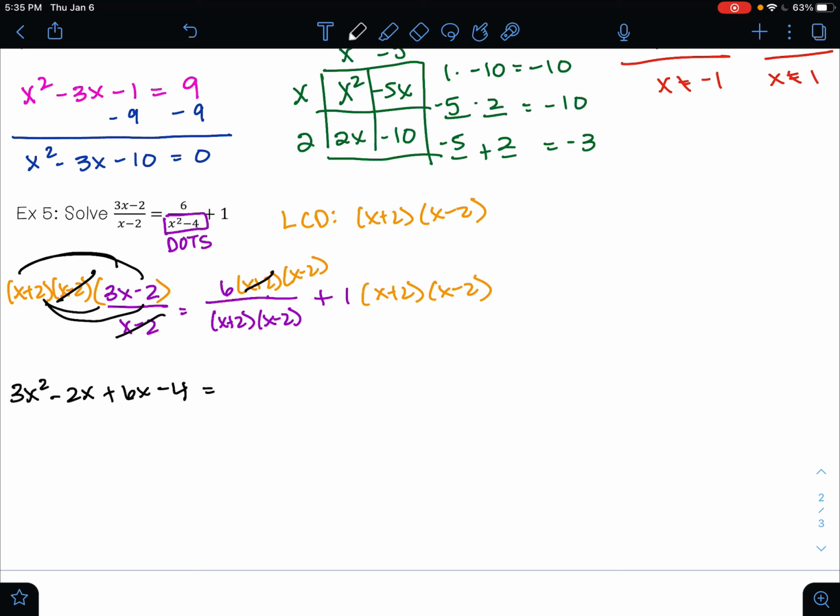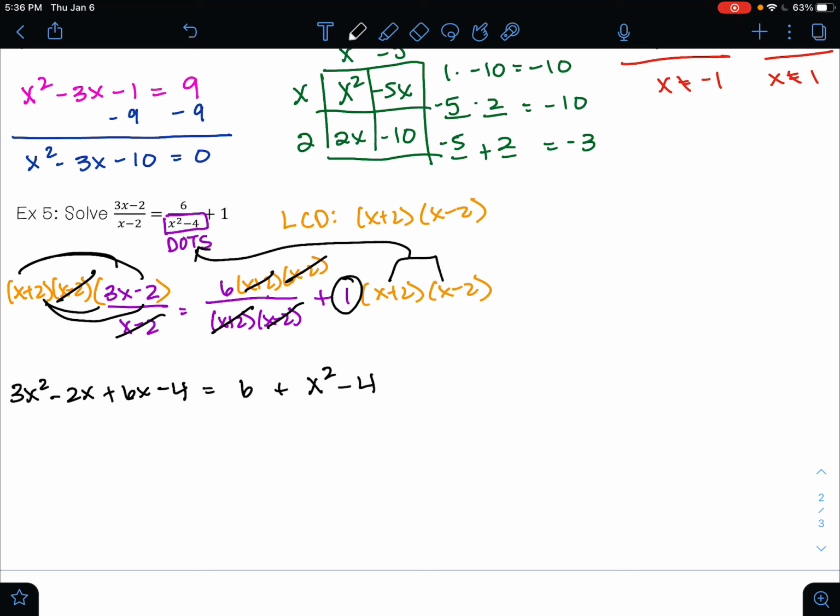Over here, x plus 2 cancels with x plus 2. X minus 2 cancels with x minus 2. That just leaves me with 6. Plus x plus 2 times x minus 2, this is a difference of squares, right? It's a sum and a difference. That just gives me that, because that's what we got when we factored. X squared minus 4 times 1 is just x squared minus 4.